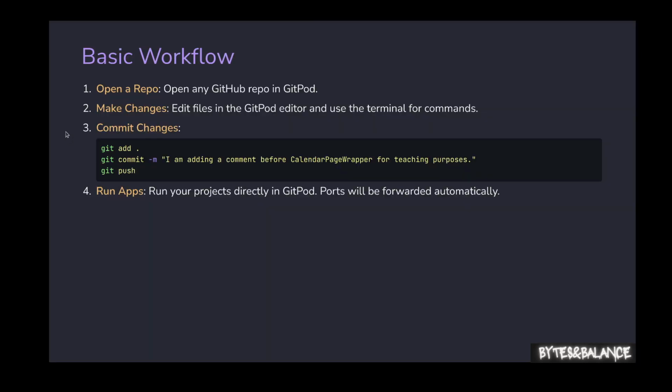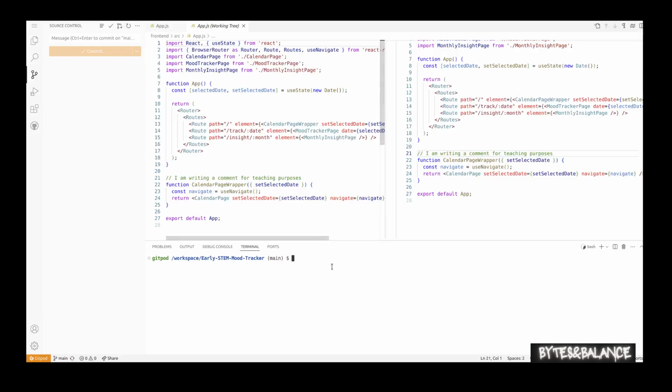There's another alternative. Instead of using that source control button on Gitpod or VS Code, Visual Code Editor on Gitpod, we can enter these commands. Git add dot, it adds all the files that have changes. Git commit -m is exactly where you did the message. We wrote the message, I'm adding a comment before calendar page wrapper for teaching purposes. And git push is exactly that 3 dots and push. Where do you add those? You go here, you do it here.